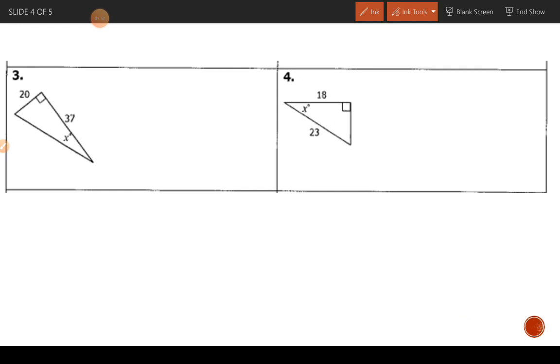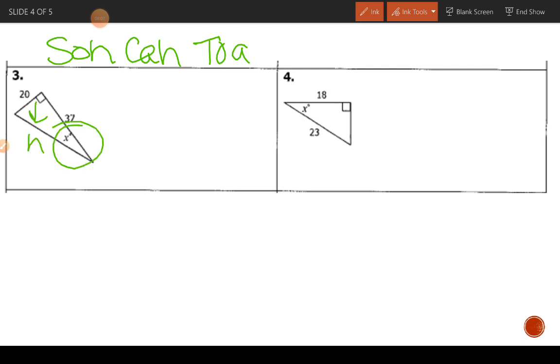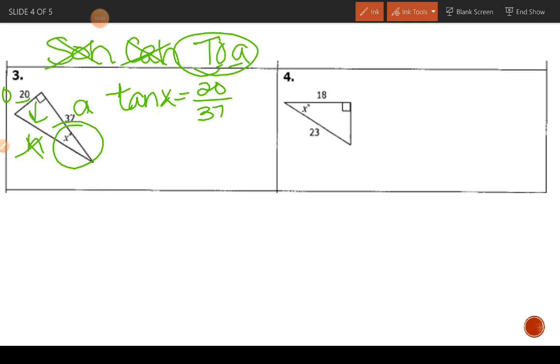So again, we have SOHCAHTOA. So we circle. The one across from the right angle is hypotenuse. This right here is the adjacent, and then 20 is the opposite. So we're not using the hypotenuse, so we're not using sine, we're not using cosine, we're going to be using tangent for this function. So tangent of the angle x is equal to, tangent is opposite over adjacent. So opposite is 20 over adjacent, which is 37.